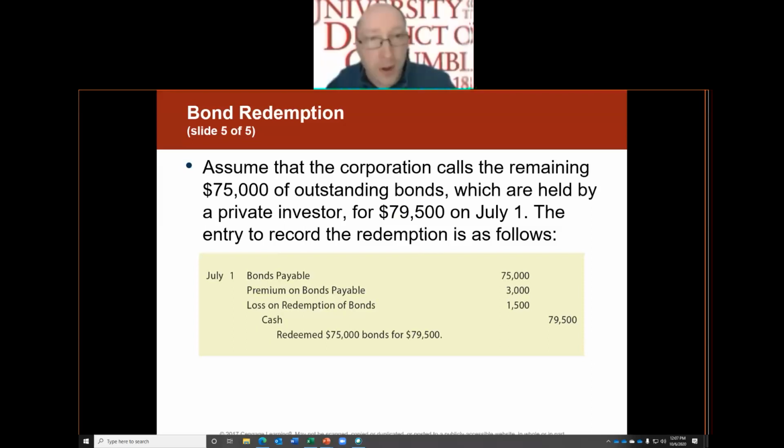Good question. So we assume that the corporation calls the remaining 75,000 outstanding, which is held by the private investor, for 79,500 on July 1. The reason why we paid 79,500 instead of the face value of 75,000 is because we gained a premium on the bonds payable and a loss on the redemption of bonds to get the 79,500.